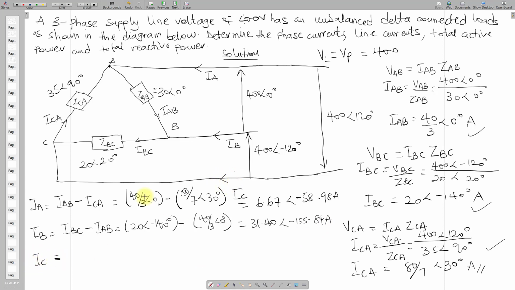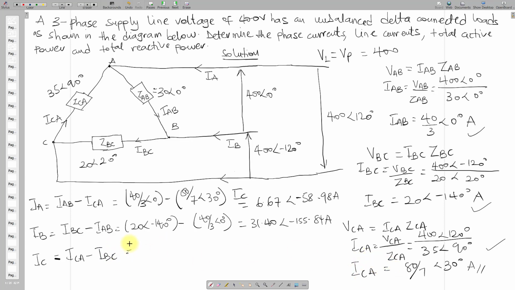So the last line current is IC. That is this current. When it reaches this node, it should divide this way and that way, but this is opposing, so this will be minus IBC. So IC should be equal to ICA minus IBC.